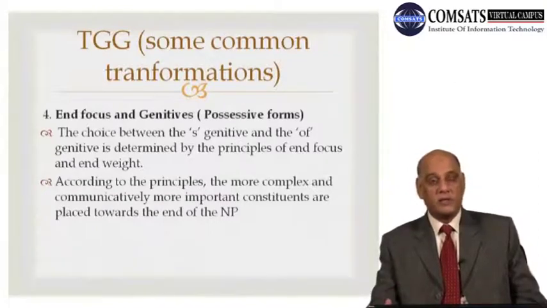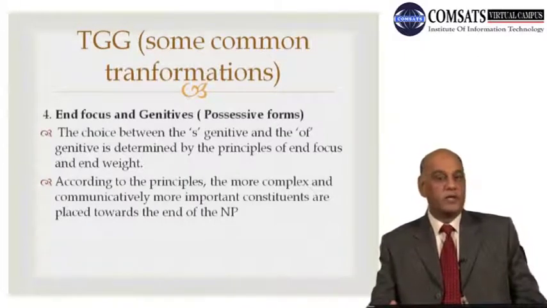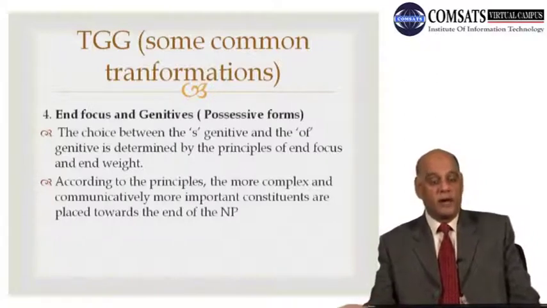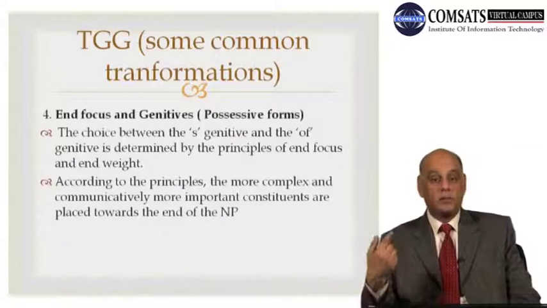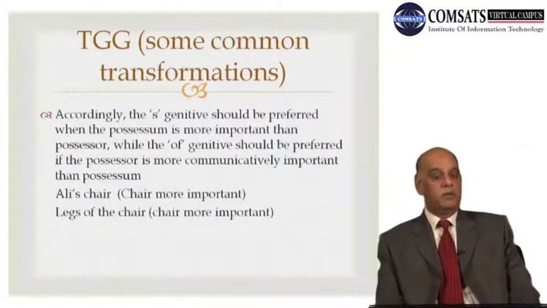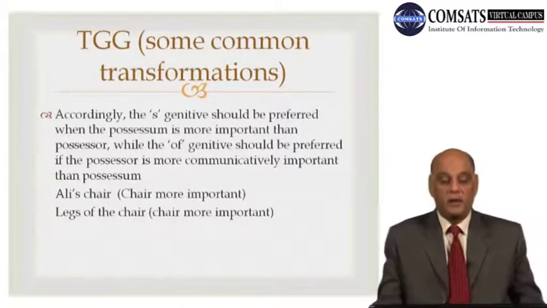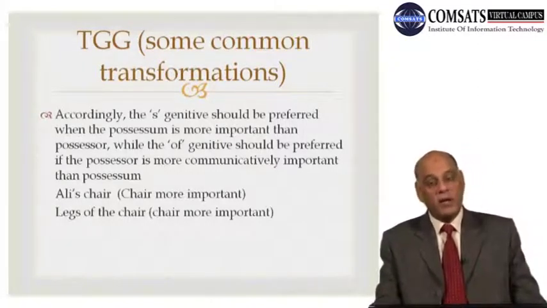The more complex and communicatively more important constituents are placed towards the end of the noun phrase. So what is more important is put at the end. You put the more important part at the end, not in the start. Look at the example. Accordingly, the S genitive should be preferred when the possessum is more important than the possessor, while the of genitive should be preferred if the possessor is more communicatively important than the possessum.